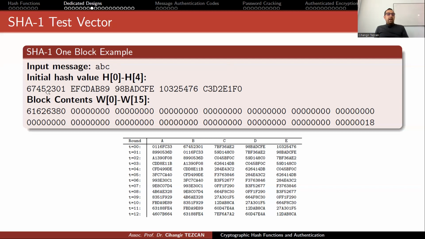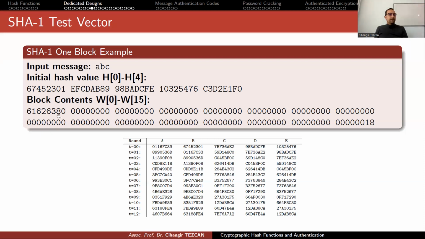The IV is fixed in the standard, so you can go to the documentation and see this. Sorry, the IV is here. This initial hash value is as follows. ABC is here. As you can see in the ASCII characters, A is 61, this is 62, and this is 63, and 80 is the padding.